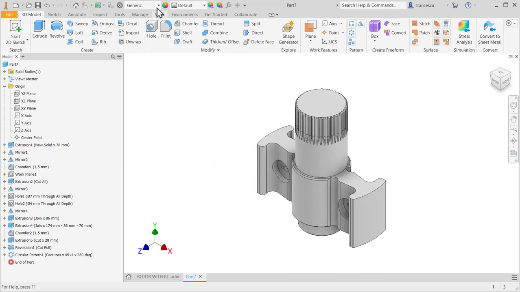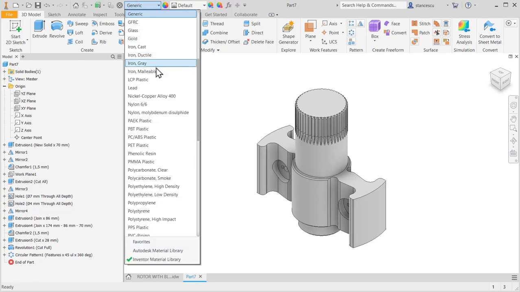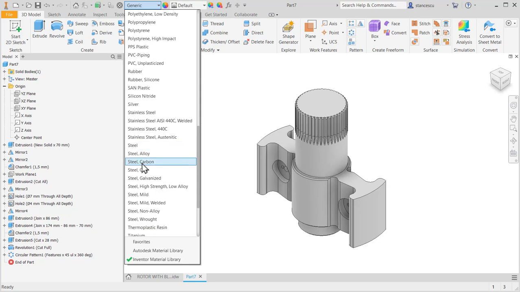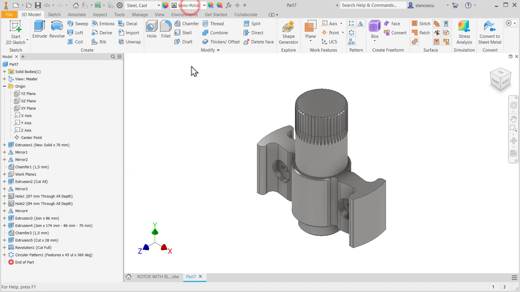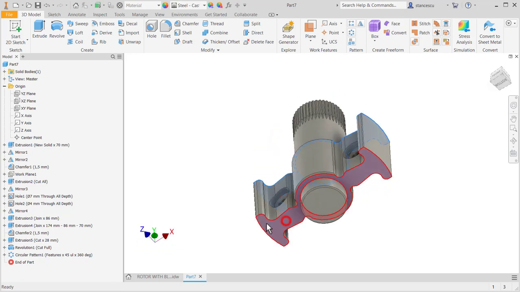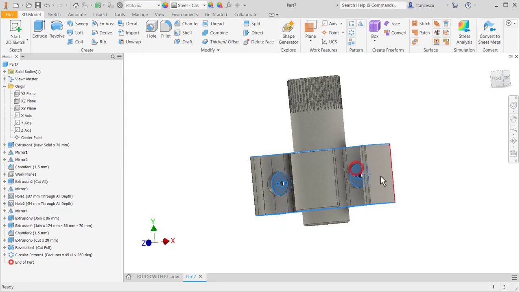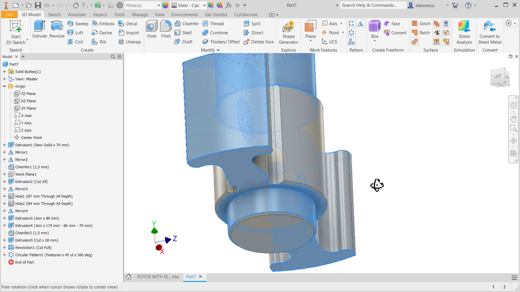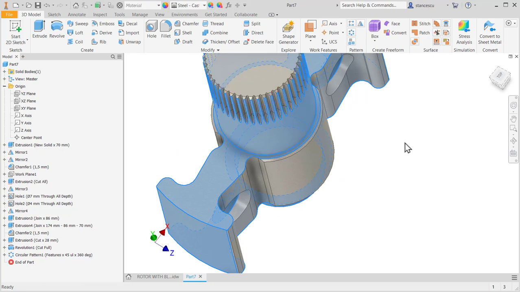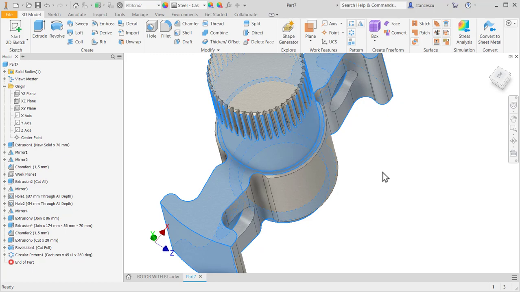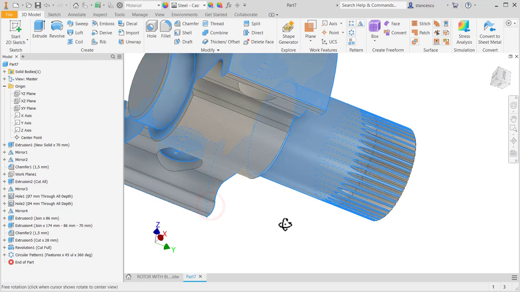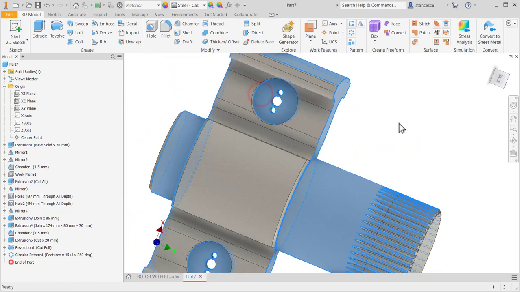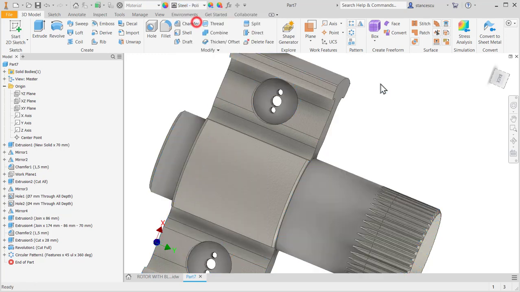Well, this is the part. Let's apply now steel cast to have a nice granulation cast, and then some faces to be machined. This one, this one, this external, and this. Okay, not the grooves, because there are too many. If you want, you can apply this course. Polished.